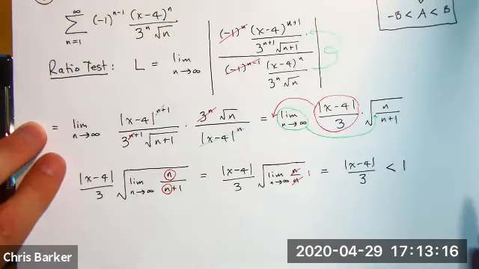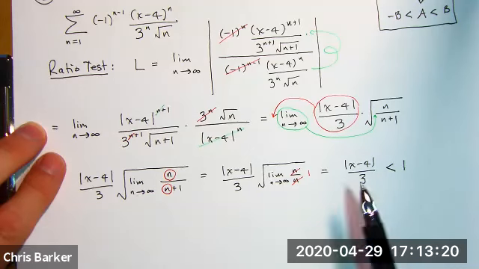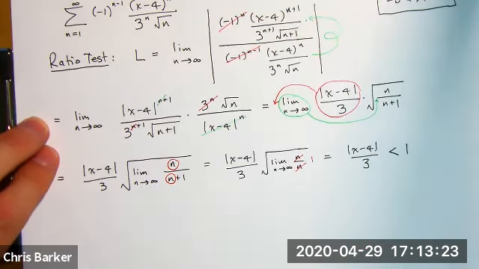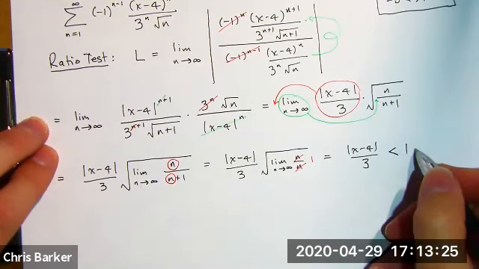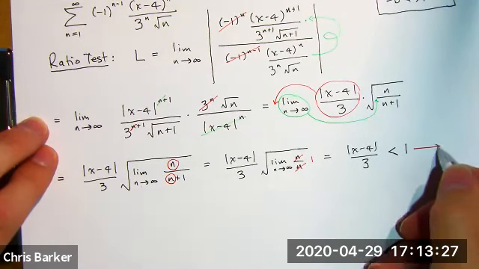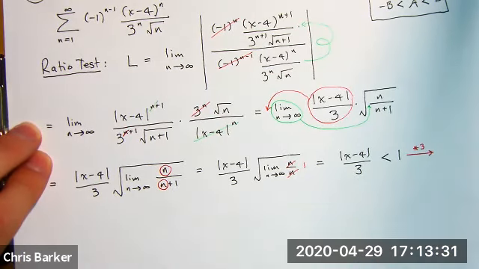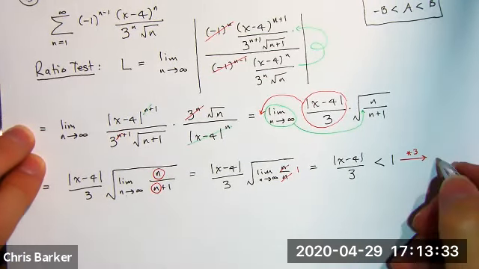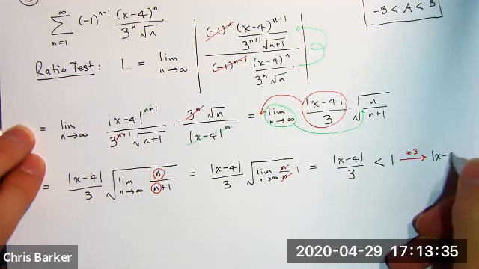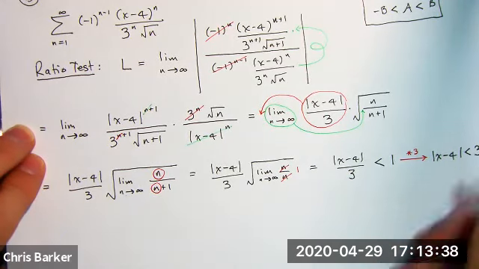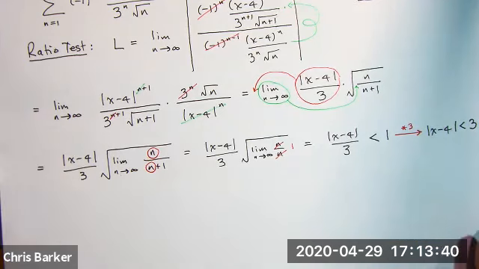Actually, what we might want to do is get rid of the 3 first. I could multiply both sides by 3. So if we multiply through by 3 on both sides, you get the absolute value of x minus 4 is less than 3. Is that right? Yep.